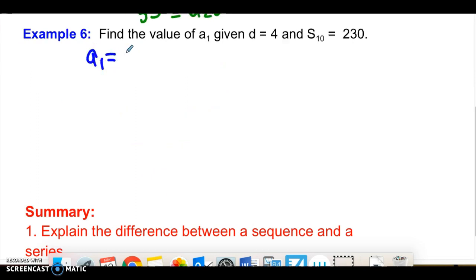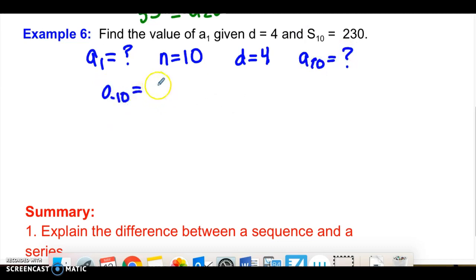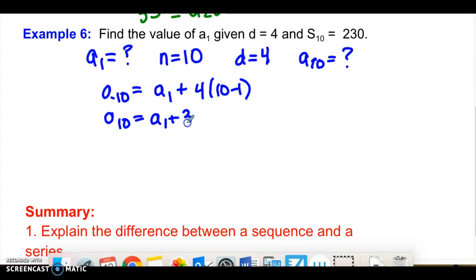This one's a little bit trickier. It gives us that we're looking for A1. It gives us that we have 10 terms because S10 means 10 terms and our D is 4, but we don't know what A1 or A10 are. So we're going to have to write an explicit equation. A10 is equal to A1 plus 4 times 10 minus 1. So A10 is equal to A1 plus 36.